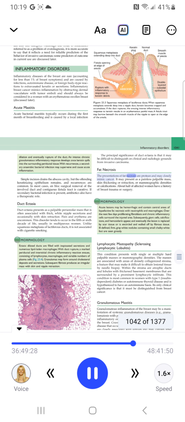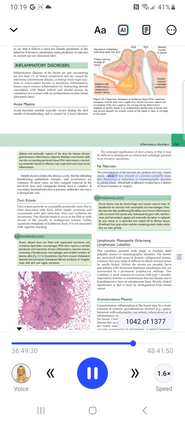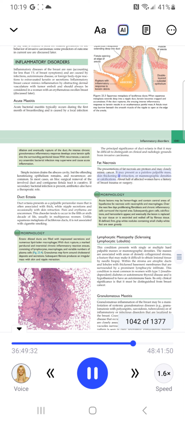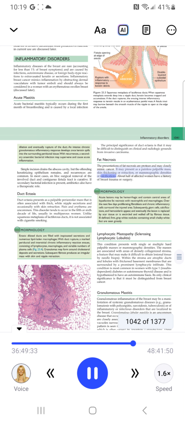Fat necrosis. The presentations of fat necrosis are protean and may closely mimic cancer. It may present as a painless palpable mass, skin thickening or retraction, or mammographic densities or calcifications. About half of affected women have a history of breast trauma or surgery.